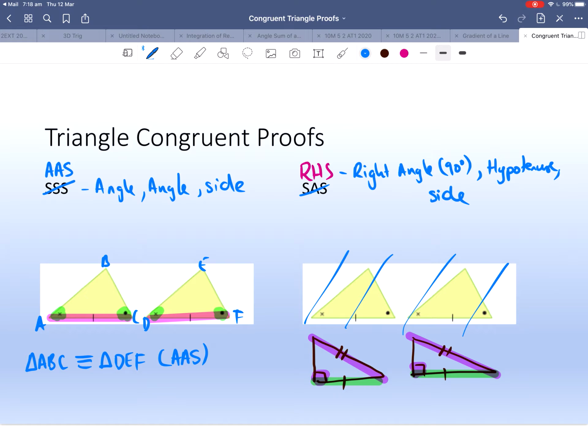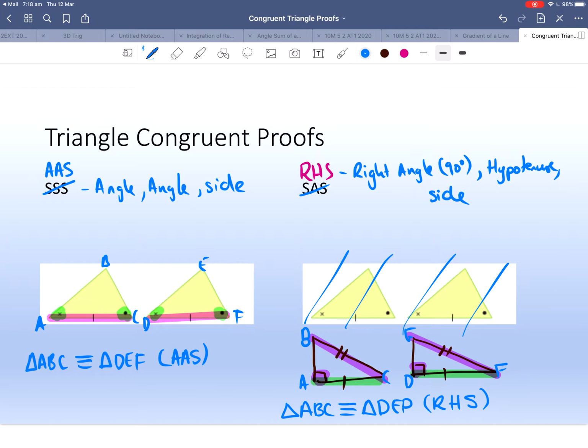So if I do the same thing and I call this A, B, C, and this D, E, F, I can say that triangle A, B, C is congruent to triangle D, E, F. And my reasoning is right angle, hypotenuse, and a given side that's exactly the same. Okay.